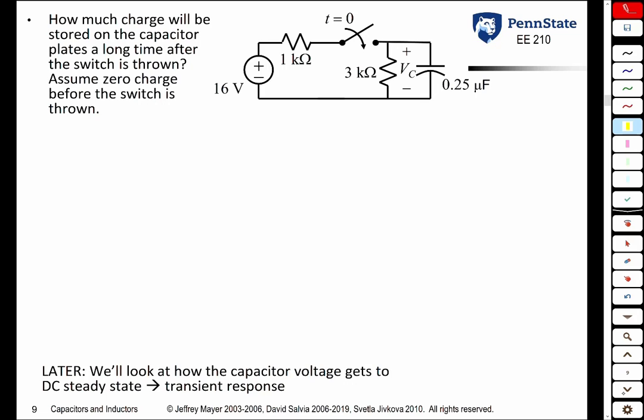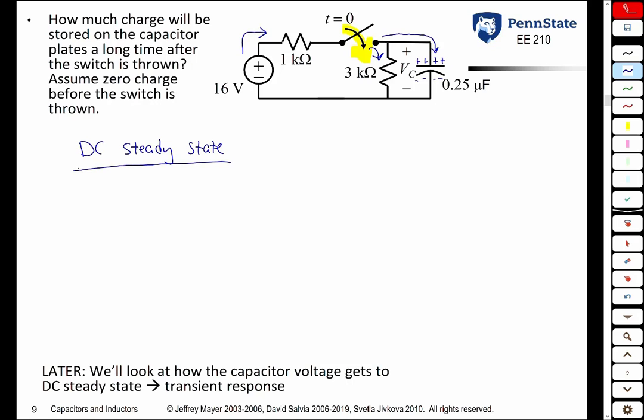So here we have a 16-volt source, and it's connected through a couple resistors to a 0.25 microfarad capacitor. At time 0, we're going to flip the switch, and this of course is going to allow current to flow through the 1 kilo ohm resistor. Some of it's going to go through this 3 kilo ohm resistor, some of it's going to go into the capacitor and start depositing positive charges on the top plate, negative charges on the bottom plate. The voltage across the capacitor is going to increase. Eventually it's going to stop. When it stops, the capacitor looks like an open circuit, and we have DC steady state.